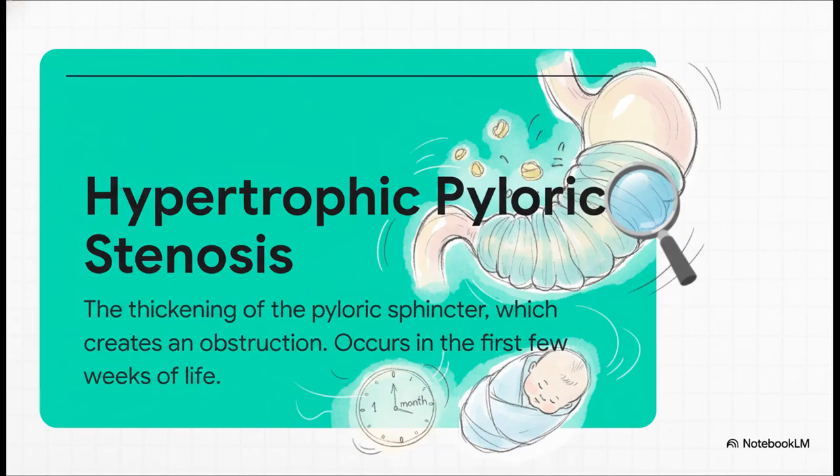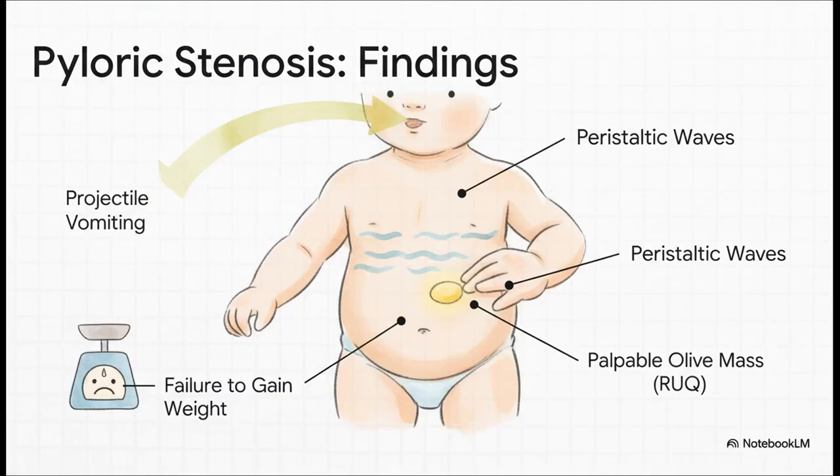Let's break that name down because it tells you everything you need to know. Hypertrophic means overgrown. The pylorus is that muscular little valve at the exit of the stomach. So what you have is an overgrown exit valve muscle that's blocking food from leaving the stomach. It's a one-way street that suddenly slams shut, and it almost always shows up in the first few weeks of life. The signs and symptoms here are so classic.